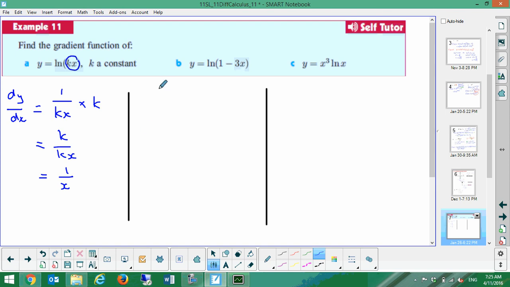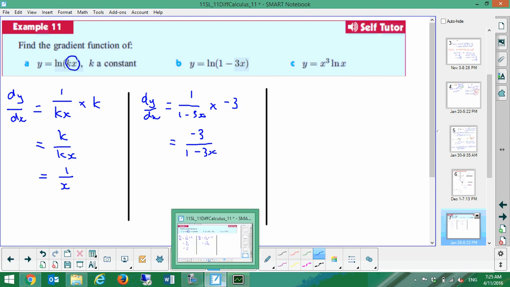This one here, same story, it's a bit like the one we just did. So dy dx equals 1 over the inside function, 1 minus 3x, times the derivative of the inside function, which in this case is minus 3. So we get minus 3 over 1 minus 3x. Can't simplify that anymore.